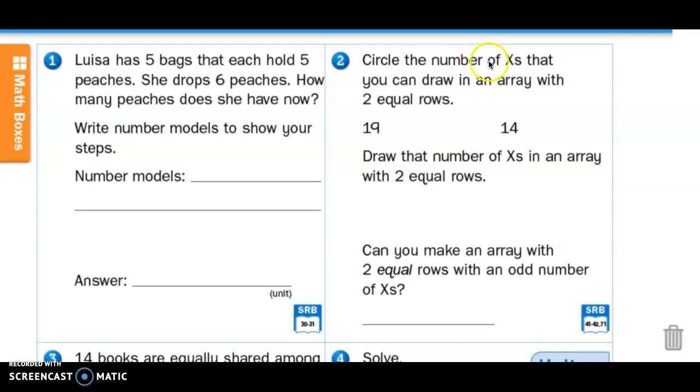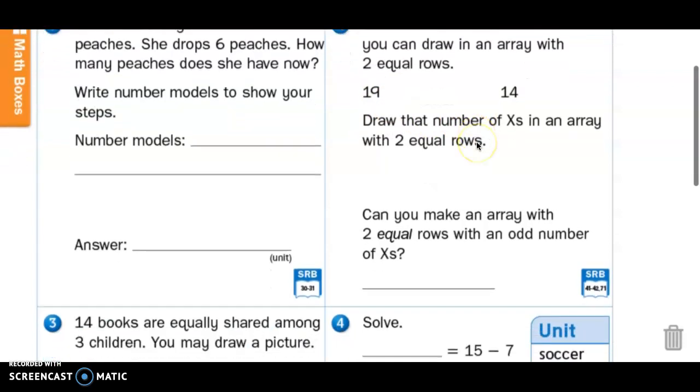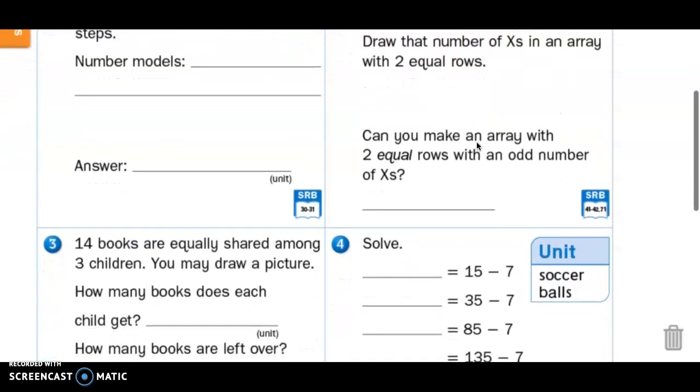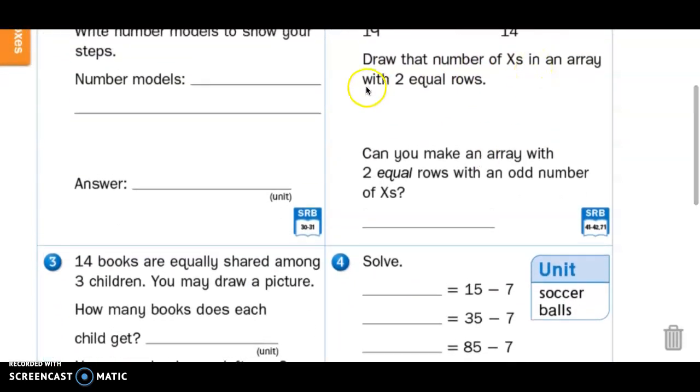Number 2, circle the number of X's that you can draw in an array with 2 equal rows. If I have 2 equal rows in an array, could I use 14 or would I have to use 19 X's? Draw that number of X's in an array with 2 equal rows.